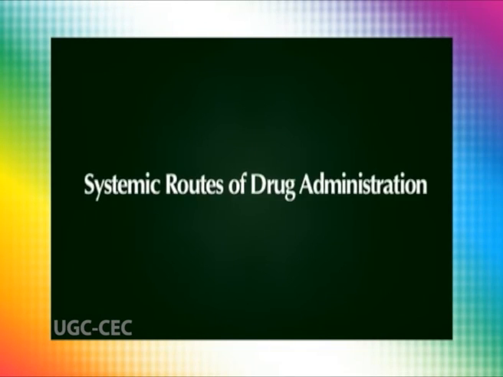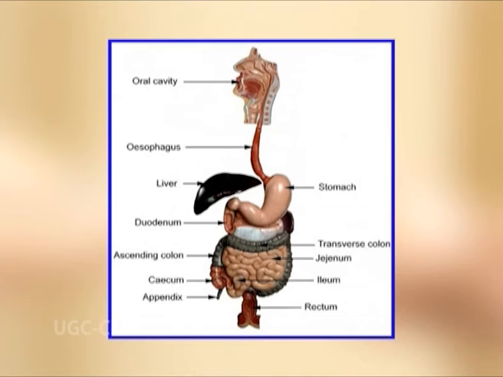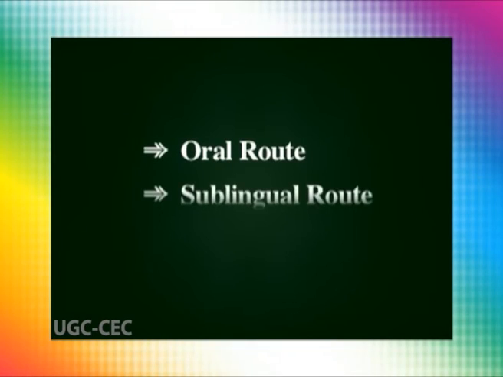First, we will discuss the systemic route of drug administration. In systemic route, the drug reaches the systemic circulation, that's the blood. This systemic route is further classified as enteral route and parenteral route. In enteral route, the drug is placed in the gastrointestinal tract and it is absorbed into the blood. The drug can be administered into the gastrointestinal tract through oral route, sublingual route, or rectal route.